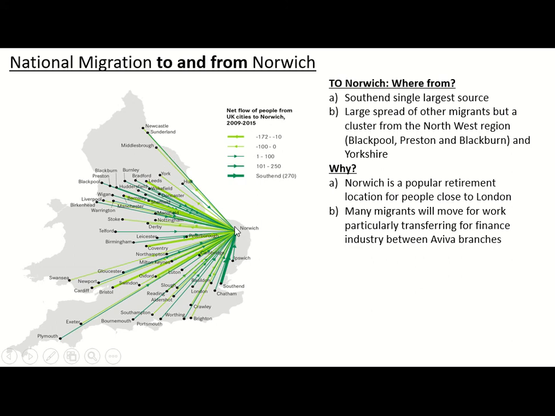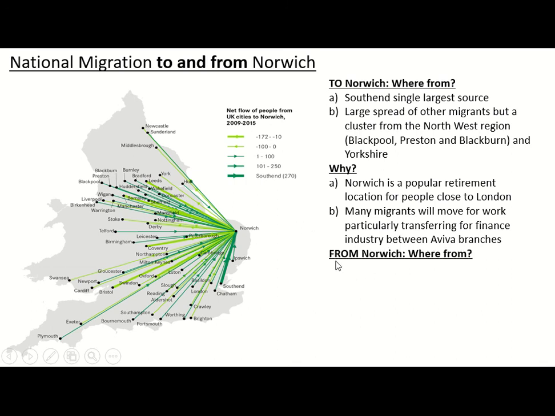Because Norwich is quite a big financial centre. Aviva employs lots of people, but also Aviva's got branches around the country. So maybe transferring of people from one part of the country to another, to go and live in the beautiful city that is Norwich. Why wouldn't you want to live in Norwich?